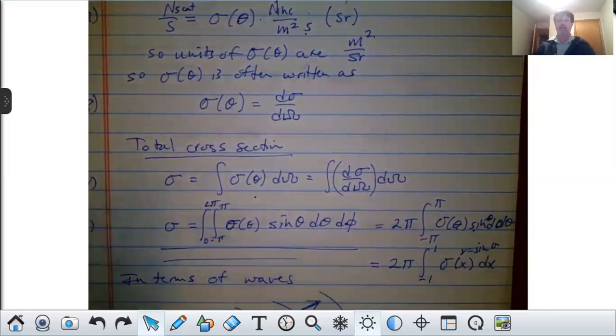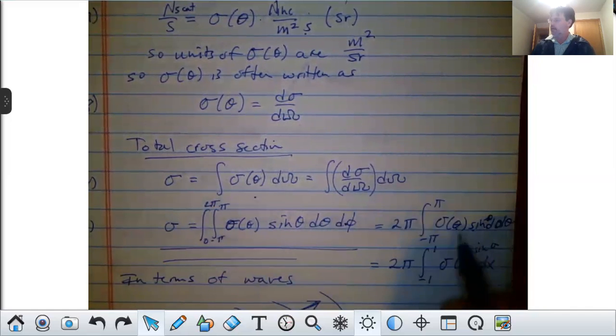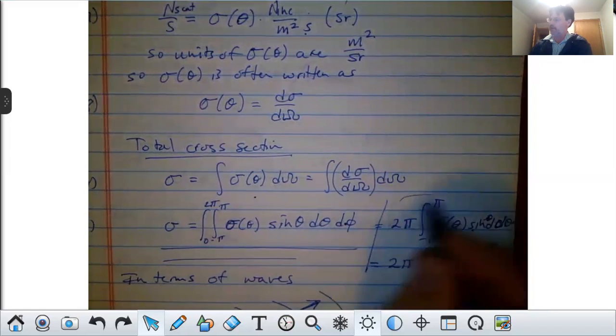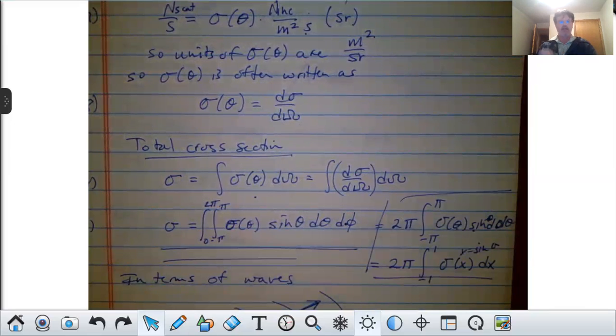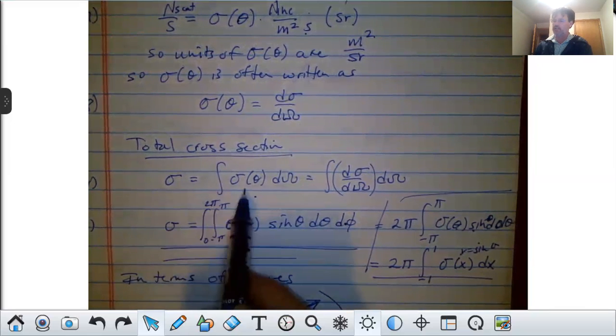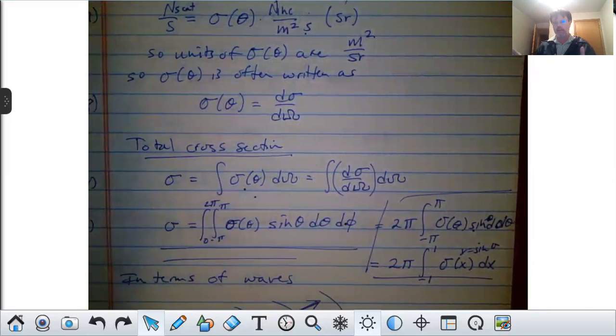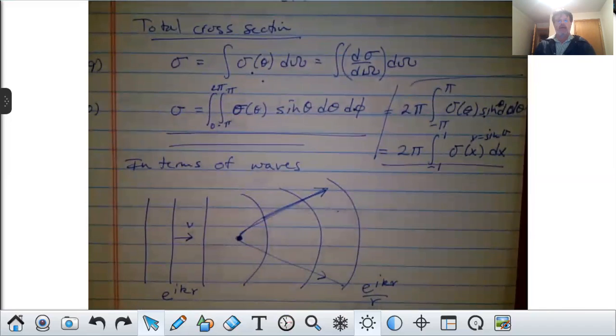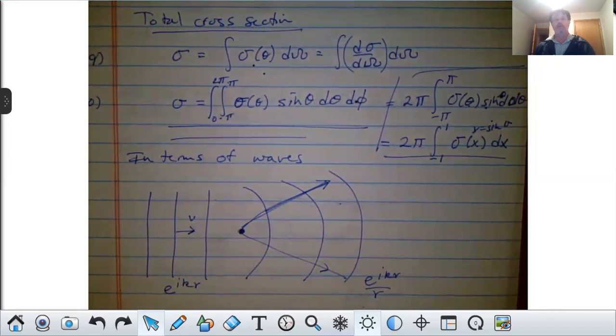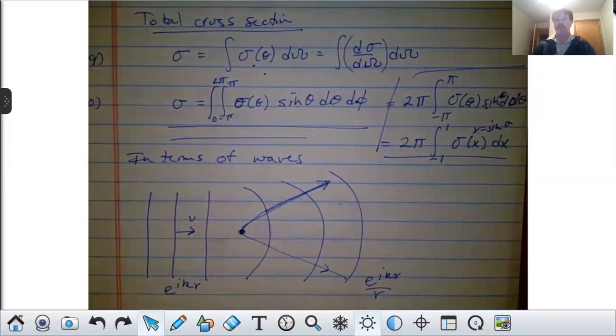Now this only works, again, if your cross-section is a function of sine of theta or cosine of theta. Okay, maybe I went too far a little bit there, but we can see that later. My main point is that my total cross-section is the integral over all angles of the differential cross-section. Now, what we want to do is look at the wave function and try to figure out how to calculate this differential cross-section in terms of the waves.